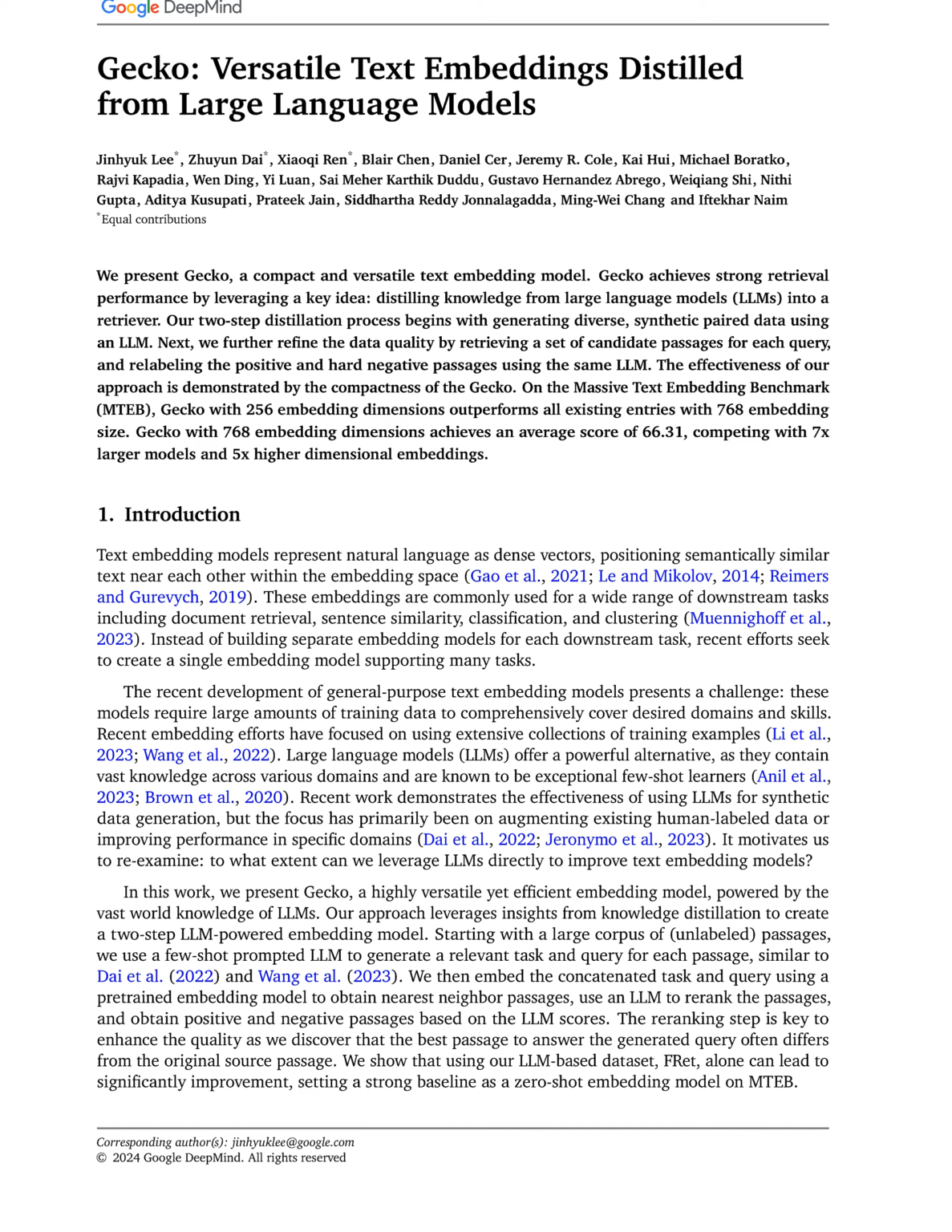This approach aims to enhance the quality of text embeddings by utilizing LLMs to generate relevant tasks and queries for passages, re-rank passages, and obtain positive and negative passages based on LLM scores. The key focus is on improving text embedding models by directly leveraging the power of LLMs, rather than solely relying on human-labeled data or domain-specific performance.